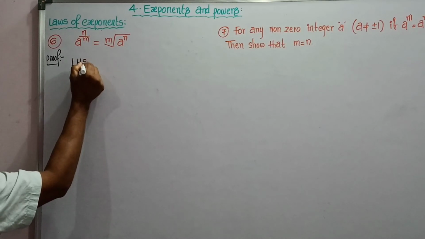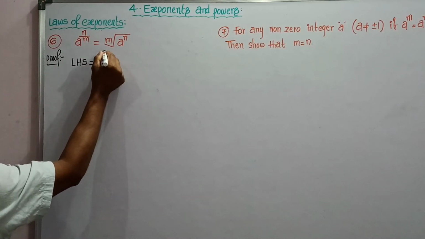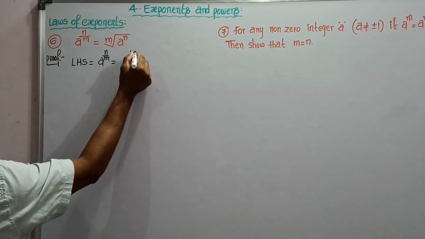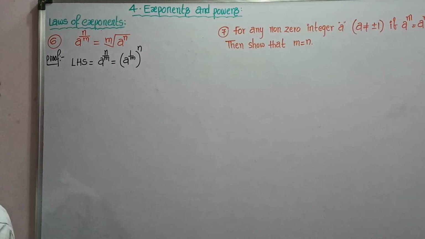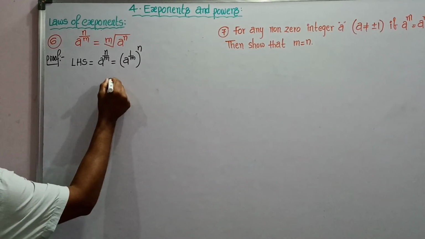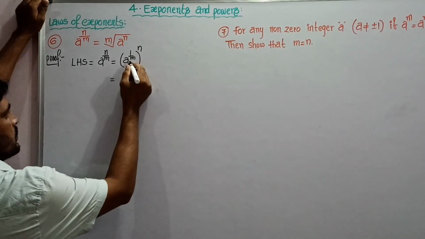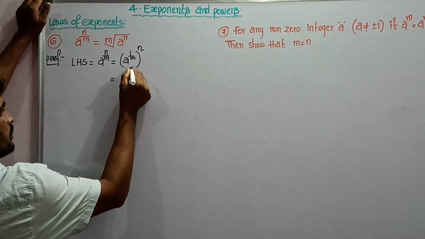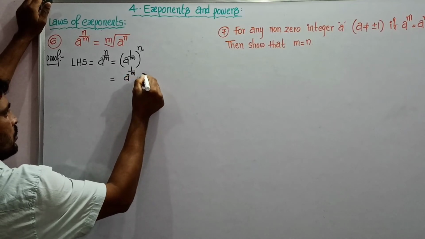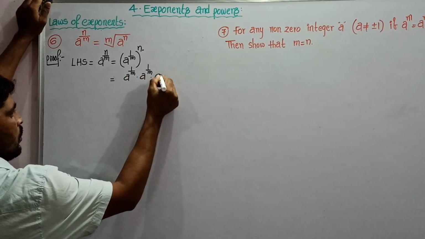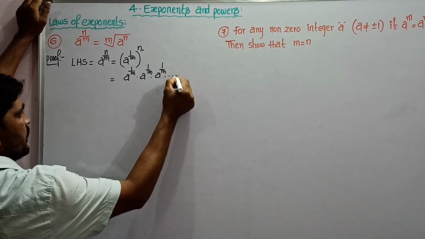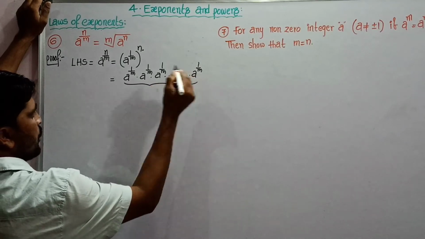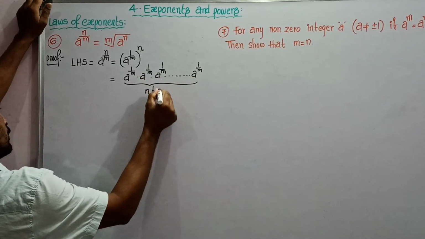Consider LHS, that is a power n by m. This can be written as a power 1 by m whole power n. So, by using laws of exponents, a power 1 by m occurs n times in the product, that is a power 1 by m into a power 1 by m into a power 1 by m, and so on, into a power 1 by m. That is, a power 1 by m occurs n times in the product.